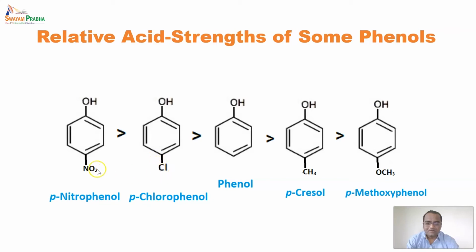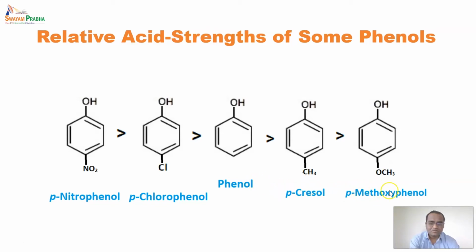So that it is at the top level. After that comes parachlorophenol. It is also an electron withdrawing substituent compared to phenol, in between. So these are electron withdrawing substituents, which make the acidic character more powerful. But electron donating substituents like cresol and paramethoxyphenol are less acidic compared to phenol.